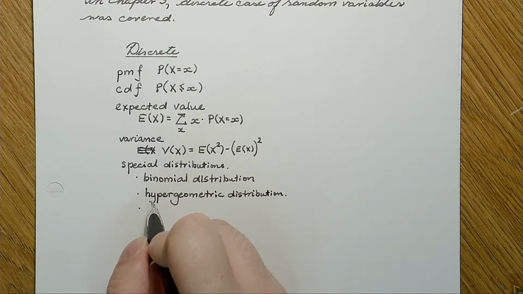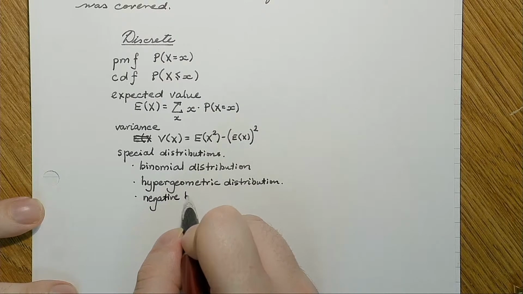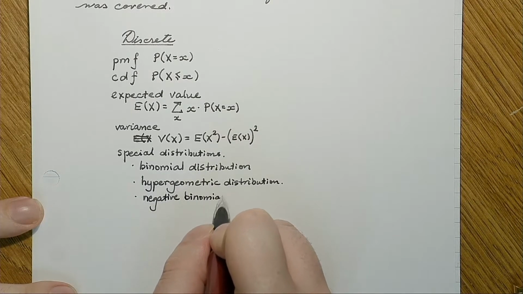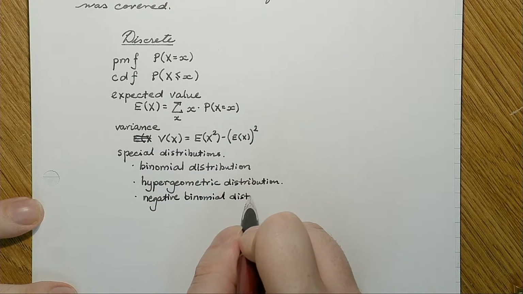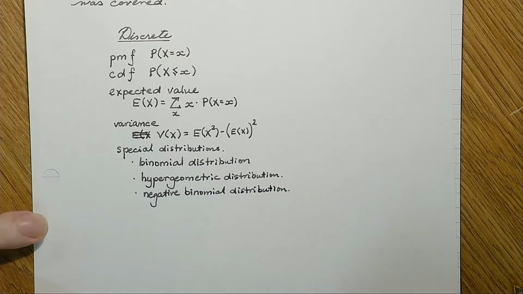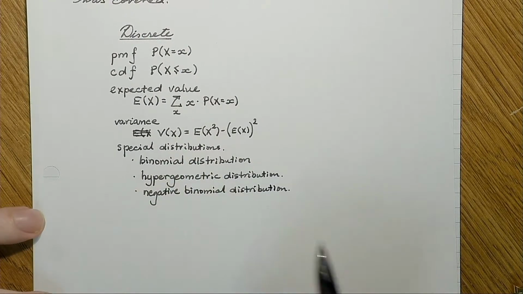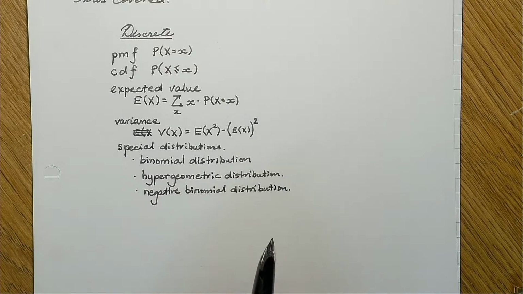We talked about the negative binomial distribution. These two were related to the binomial distribution. The negative binomial distribution was the number of failures that you would have when you had the rth success.